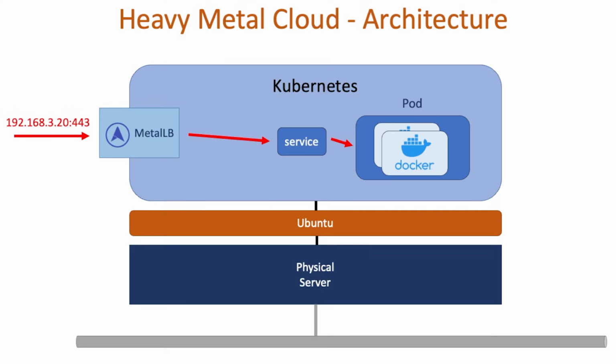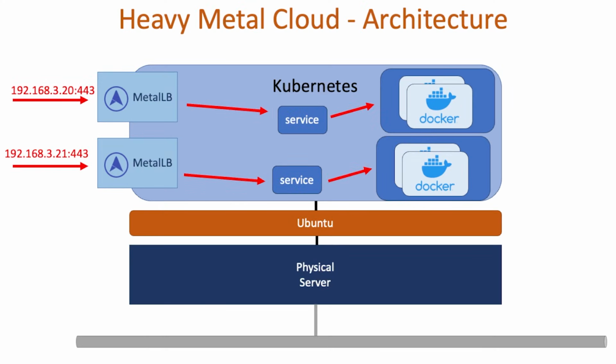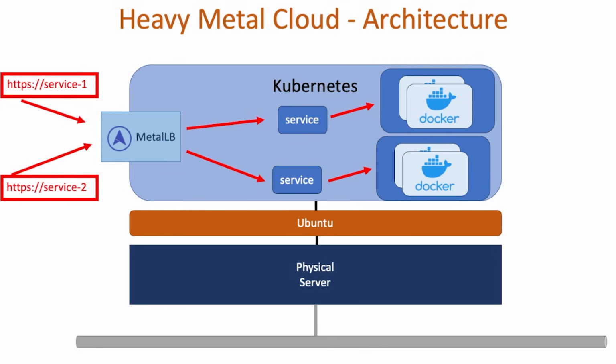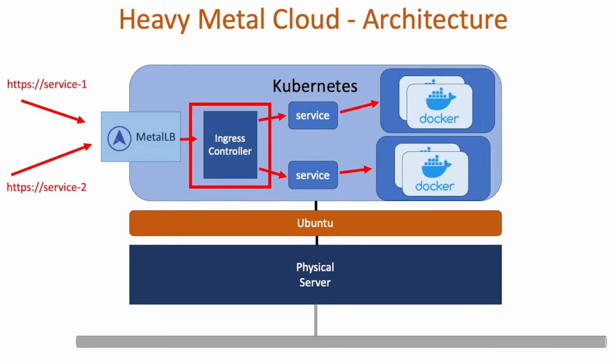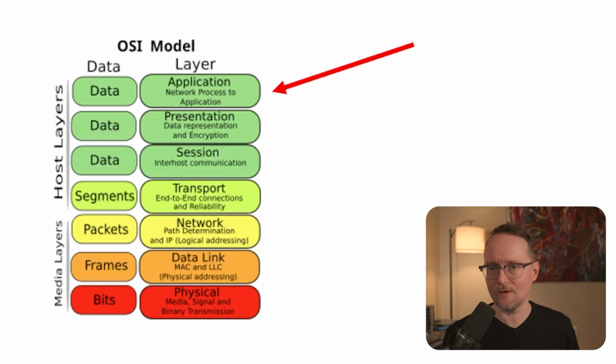A load balancer works great, but it operates using an IP address and a port. So what if I want to access multiple services? I would need to create a lot of load balancers. And one way around this is to use domain names with URLs instead of IP addresses. To do this, I need to add another subsystem called an Ingress controller. The reason we need an Ingress controller is that URLs operate at layer 7 of the OSI model, whereas our load balancer only operates at layer 4 with IP addresses and ports.